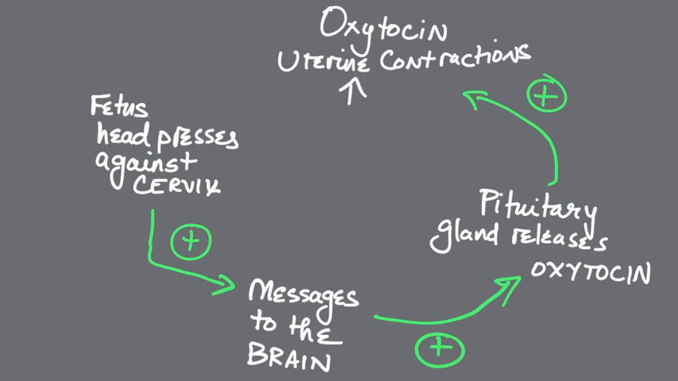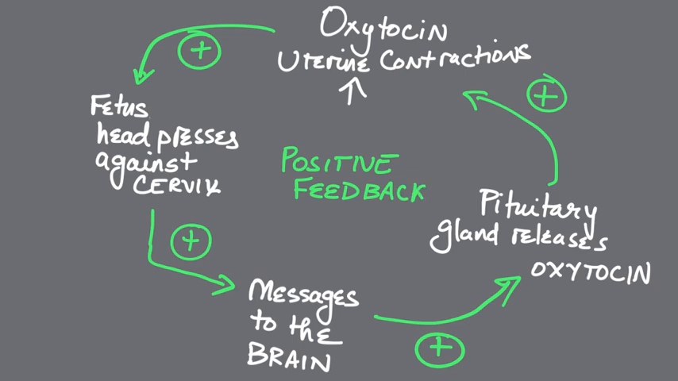against the cervix. As a result, this pathway is repeated many times in a positive feedback loop. This continues until the baby is born. And the purpose of a positive feedback loop is to bring about rapid action.